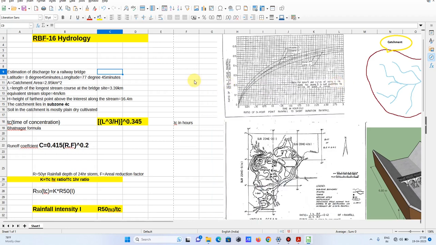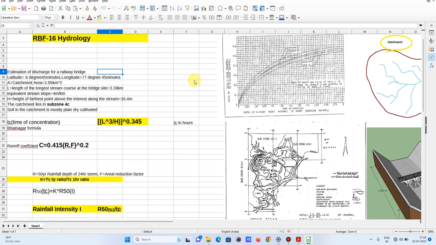In this video, we are going to learn about the RBF-16 hydrology method. It is developed and recommended by the Ministry of Railways to determine the design discharge for catchments having less than 25 square kilometers of area.